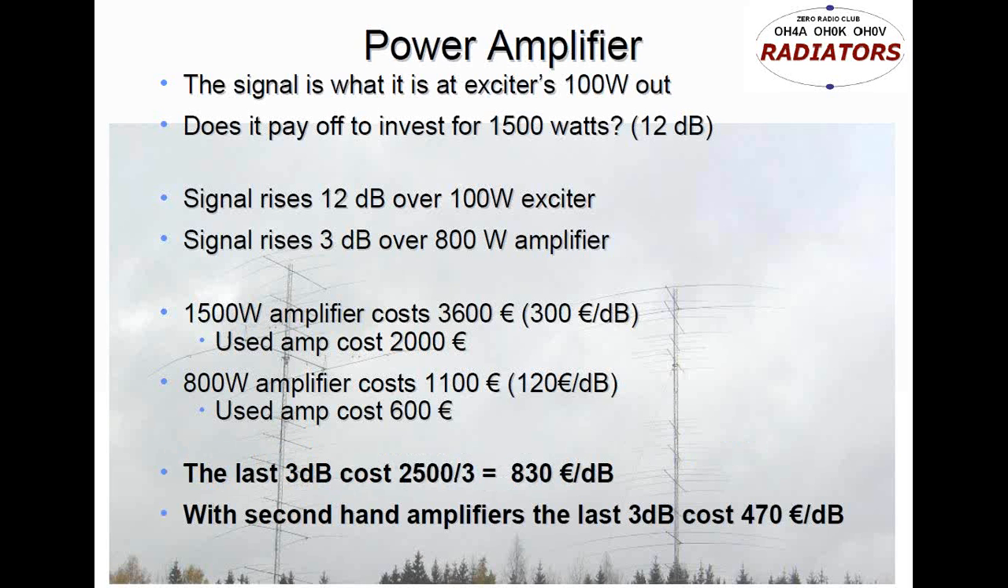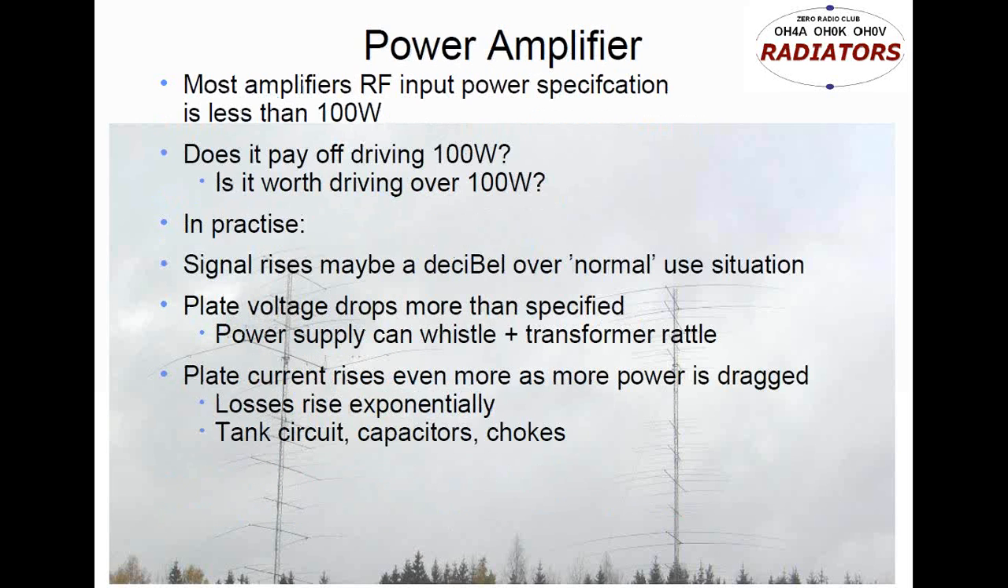But now here's a big kicker, here's a big point. So the last 3 decibels, they cost 800 euros a decibel. And even with second-hand or used amplifiers, you will be paying close to 500 euros a dB for the last 3 decibels. So let's try to keep this nearly 500 euros per dB as some kind of reference figure in our minds through the presentation.